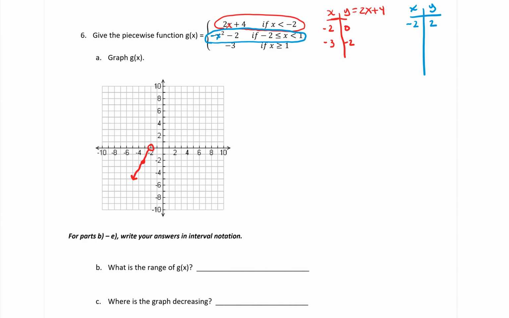So again, I told you that that was a closed circle. So let's go to negative 2. X is negative 2. Our y value is 2. Closed circle. And then let's see what's happening when x is 0. If I plug in 0 for x, we get 0 squared, which is 0 times negative 1 is 0, minus 2 is negative 2. So we have a point at 0, negative 2.